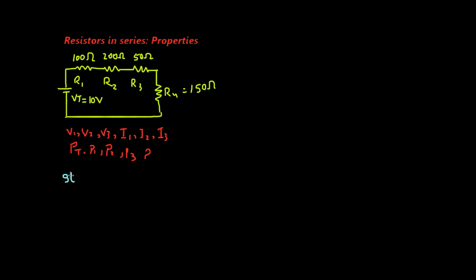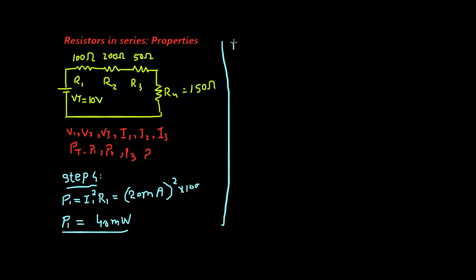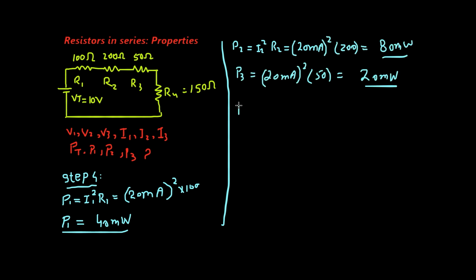Step 4. Let's find the power consumption of each resistor. Power consumed by resistor R1 can be calculated using formula P1 equals I1 square into R1. Putting all values, we get P1 equal to 40 milliwatts. Similarly, power consumed by resistor R2 will be P2 equals I2 square into R2. After plugging values, we get P2 equals 80 milliwatts. In the same manner, we can find P3 and P4, which will be equal to 20 milliwatts and 60 milliwatts.